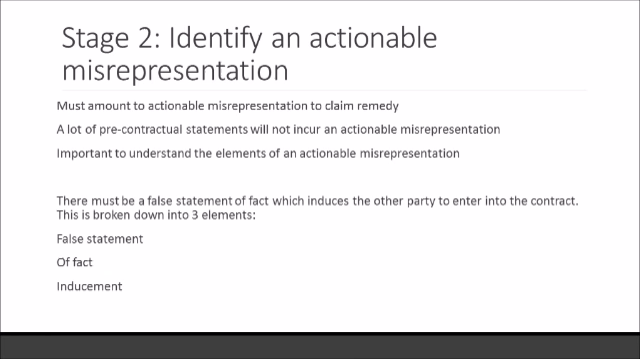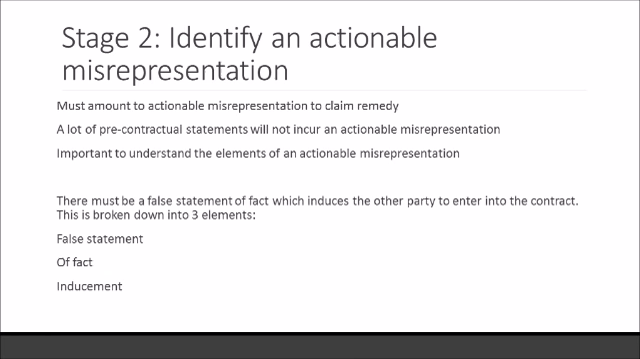Okay, so it's vital that you understand that in order for a claimant to be able to claim a remedy for a misrepresentation under the doctrine of misrepresentation, there must be an actionable misrepresentation. There are a lot of pre-contractual statements that will be made which will not incur an actionable misrepresentation, because they won't be misrepresentations. They won't misrepresent some sort of fact. So it's important that you understand that.